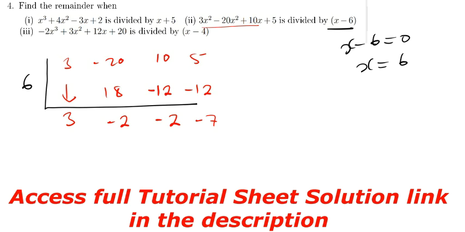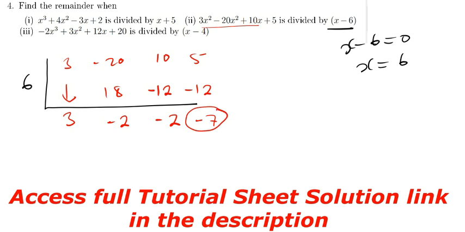So we have brought 3 down, and we found that 3 times 6 is 18. That is what I have here. Negative 20 plus 18 is negative 2. Negative 2 times 6 is negative 12. If I add this, negative 2 again times 6, I end up having my remainder to be negative 7.